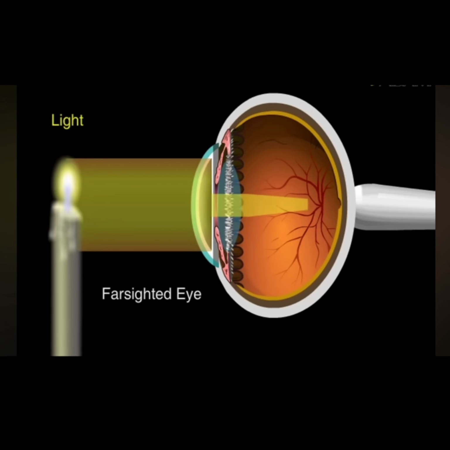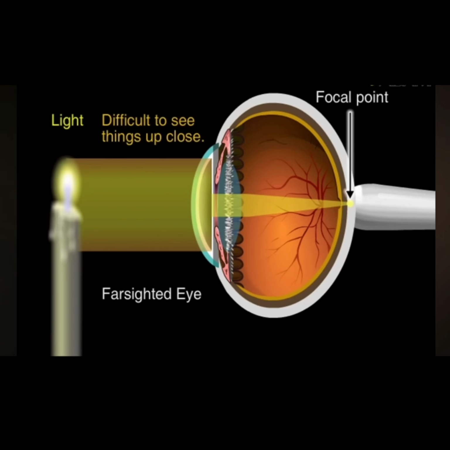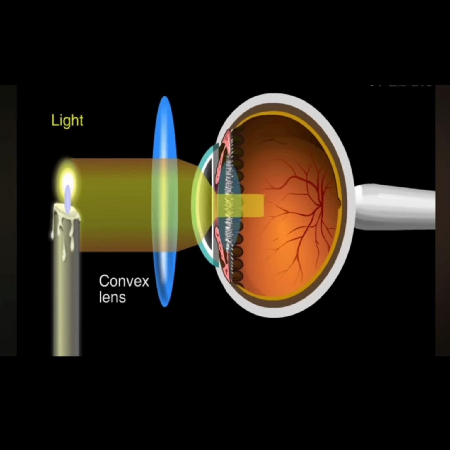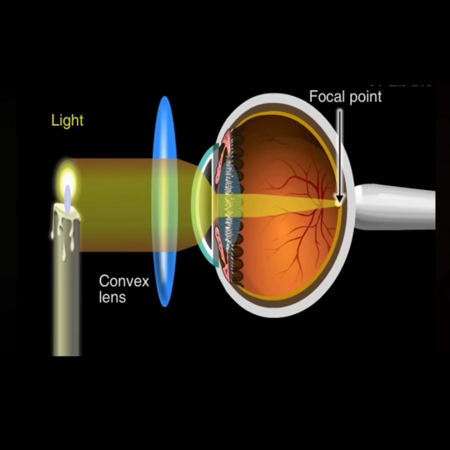In a farsighted eye, a person has difficulty seeing things up close, and a convex lens is used, which helps the light pass through the cornea and go to the focal point properly. Farsightedness occurs when the length of the eye is too short. Light is focused at a point behind the retina, making it difficult to see objects up close. A convex lens is used.